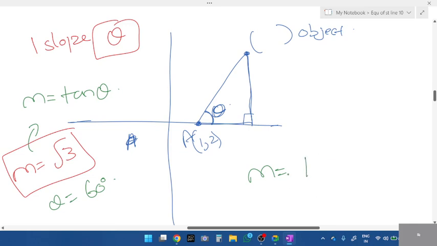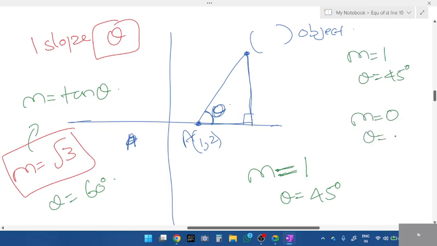Then what is theta? If M is 1, very good, 45 degrees. If you want, make a note. If M is equals to 1, theta is equals to 45 degree. If M is equals to 0, what is theta, students? For which tan theta you will get 0? Tan 0 degree is 0.